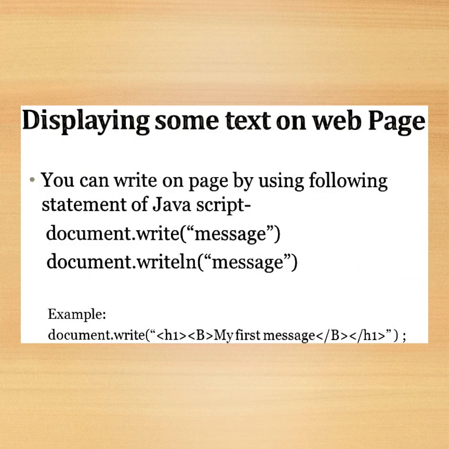Displaying some text on a web page. You can write on the page by using the following statement of JavaScript. document.write, within the inverted commas we can write the message. document.writeln, and within the inverted commas we can write the message. Example, document.write, and this can be printed.